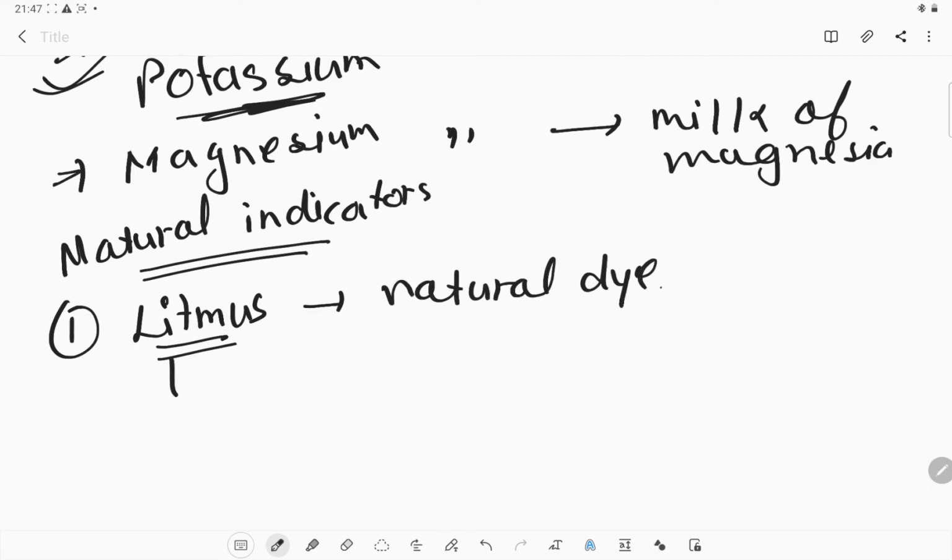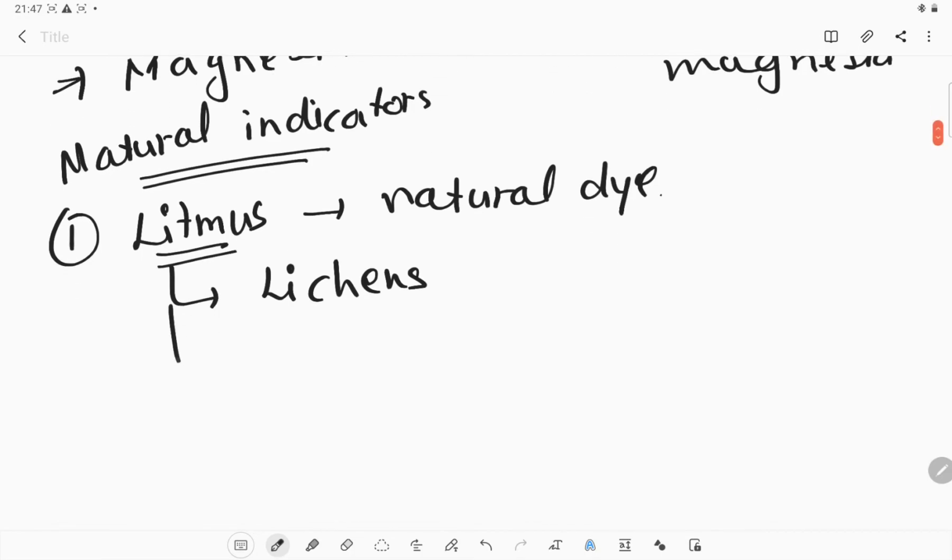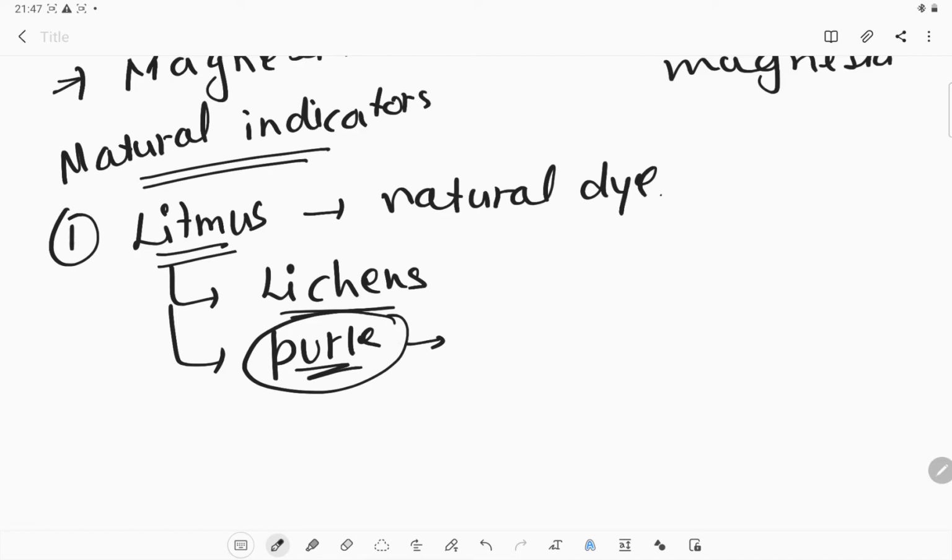From where does litmus come? It is extracted from lichens. What is the color of litmus? It is purple in color. That means if we dissolve litmus in distilled water, it will give us purple colored water.